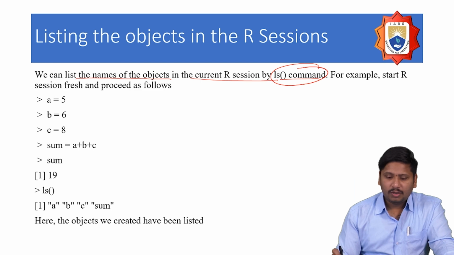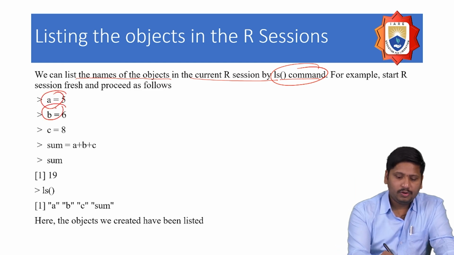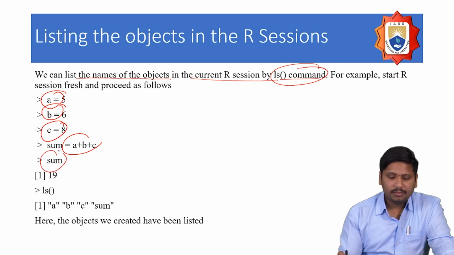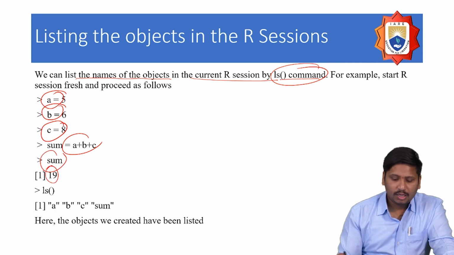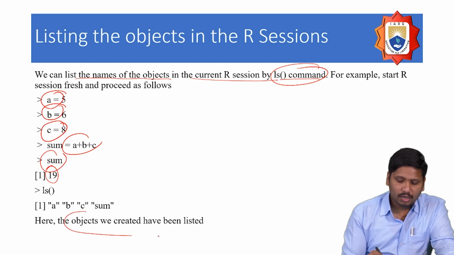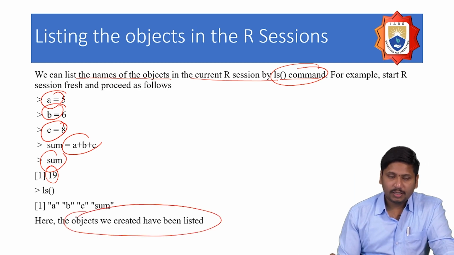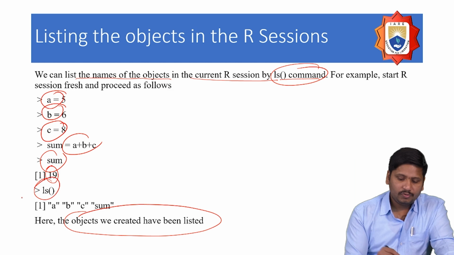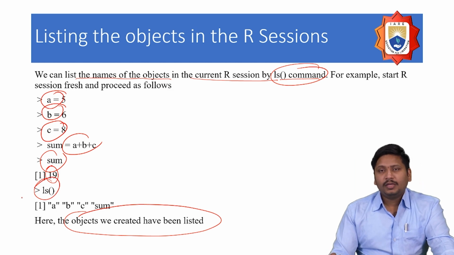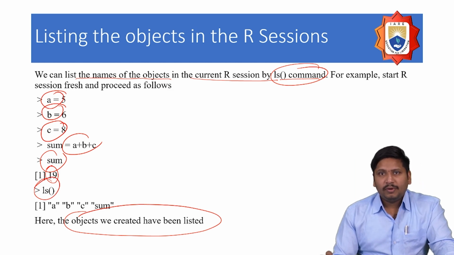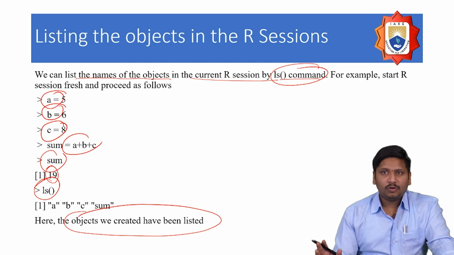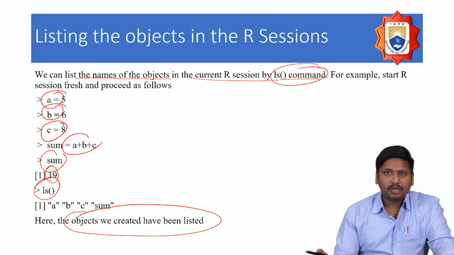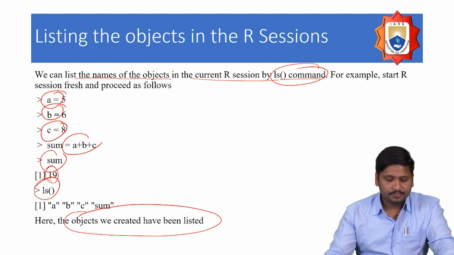For example, start R. A equal to 5, B equal to 6, and C equal to 8. Sum is equal to A plus B plus C. Just type sum, and then I am able to get the value. And if I want to know what objects I created in this R session, by making use of the ls command, I am able to know what variables or names or objects I have in this session.